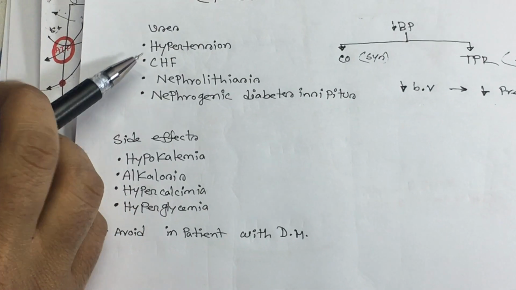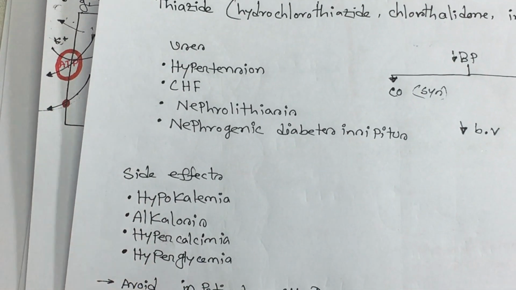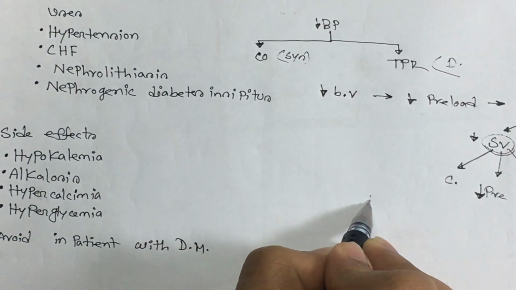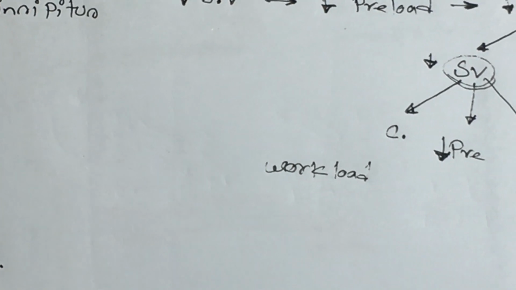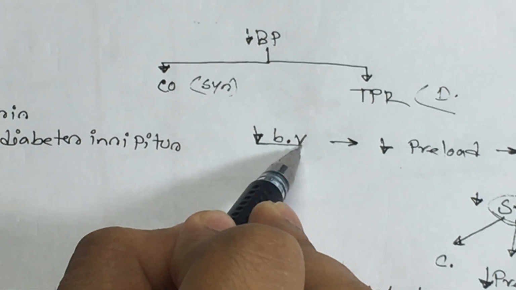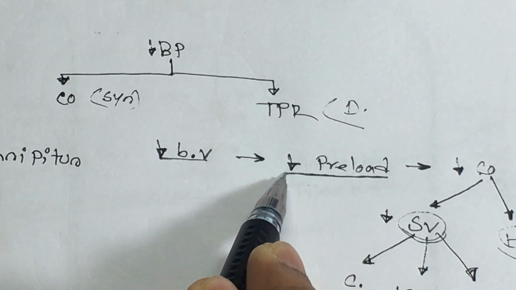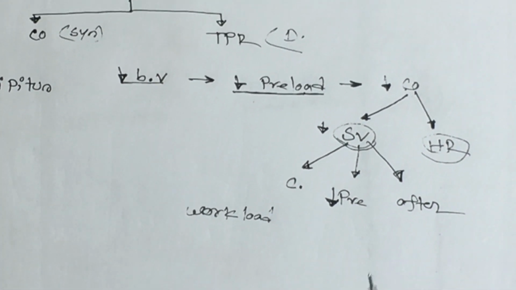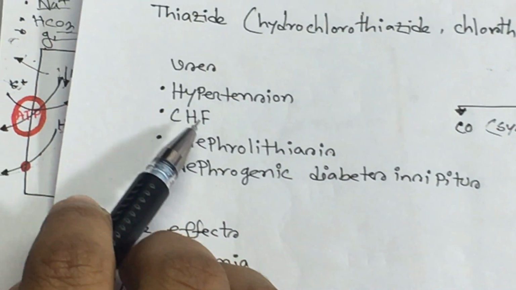Another use of thiazides is in congestive heart failure patients. In that patient, our goal is to decrease the workload. By using this drug we can decrease the blood volume and decrease the preload. Decreased preload means decreased workload. This is how we can help the patient in congestive heart failure.